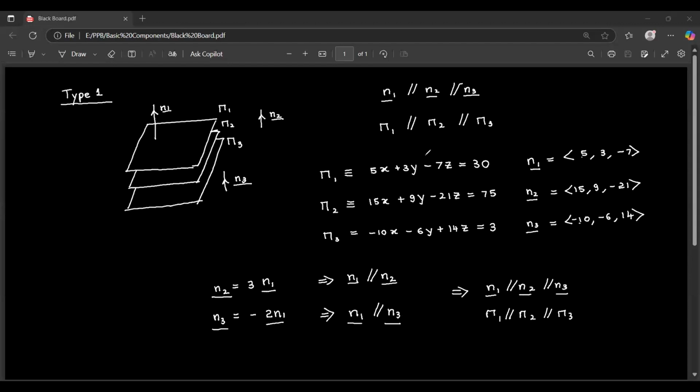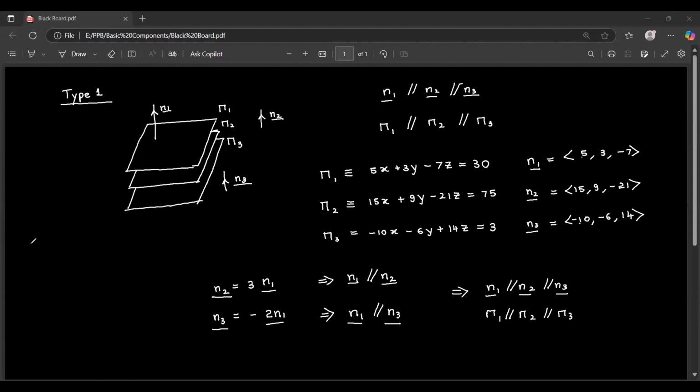So what are the solutions for this specific scenario? Well, there are no solutions because they are parallel to each other. This is an inconsistent system of equations. So these three Cartesian equations for planes tell us that there is no real solution for these three planes.